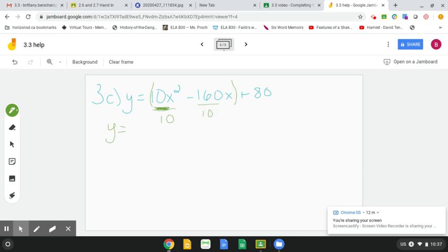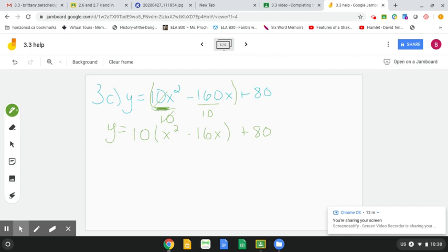Okay, so 10 divided by 10. The 10 comes out in front, right? And 10 divided by 10 goes away. And you're just left with x squared. Here, I have negative 160 divided by 10, which is going to be negative 16x. Okay, I do not divide the positive 80 by 10. I just leave that by itself. The only thing I divide by the 10 is the stuff in the brackets. Okay, that good so far?